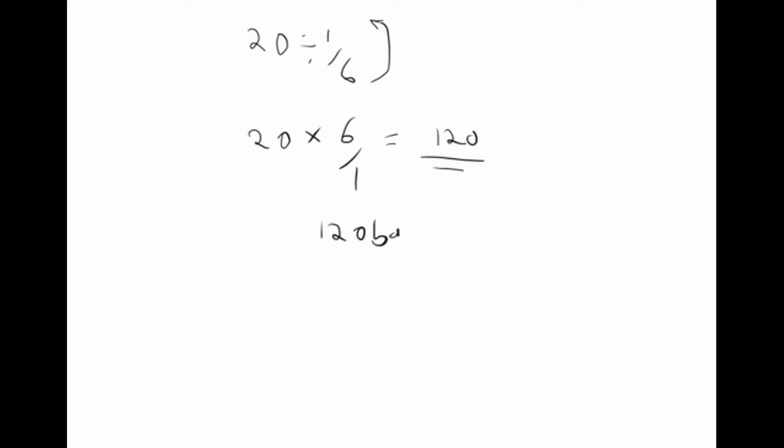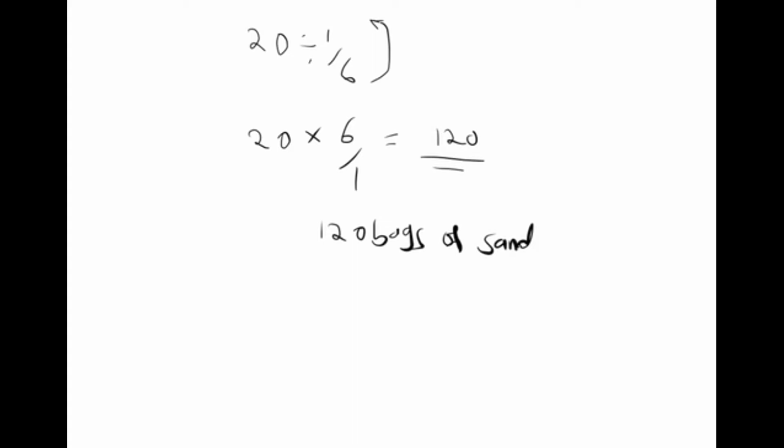20 divided by 1/6. That is 20 times the reciprocal of 1/6, which is 6 over 1. 20 times 6, this gives you 120. So the bags of sand were 120 bags of sand.